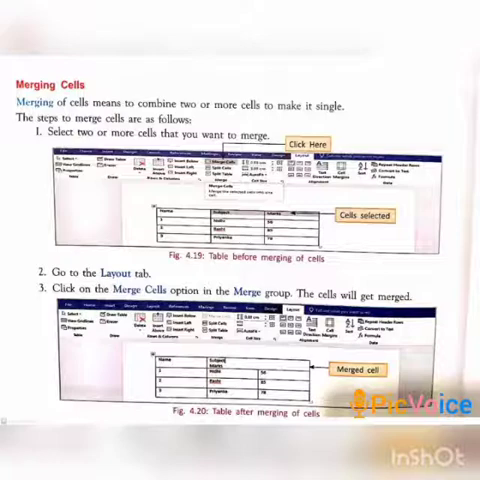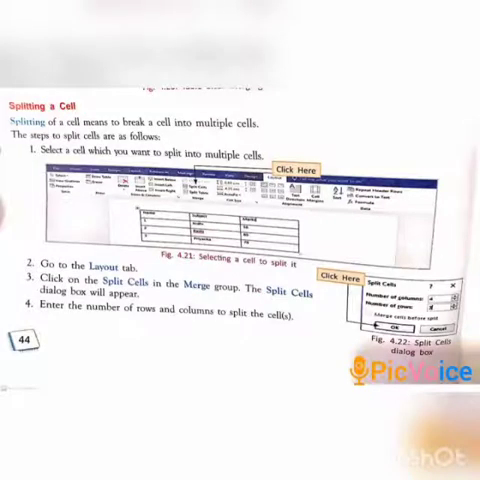Can you understand? Yes. Then splitting a cell. Splitting of a cell means to break a cell into multiple cells. Merge cells means to combine two or more cells to make it single. Splitting a cell means to break a cell into multiple cells.